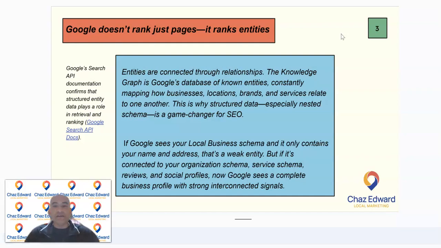All right, if Google sees your local business schema and it only contains your name and address, and it's not intricately connected to your organization, service, reviews, etc., and those are separate schemas, Google does not see a complete profile. They do not see a complete entity there, right? So we want to feed them a complete entity by keeping the schemas connected as much as possible. On the vast majority of cases, you can nest your schemas.